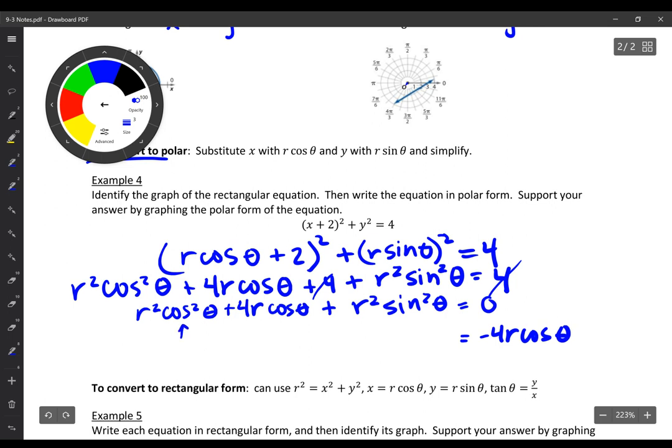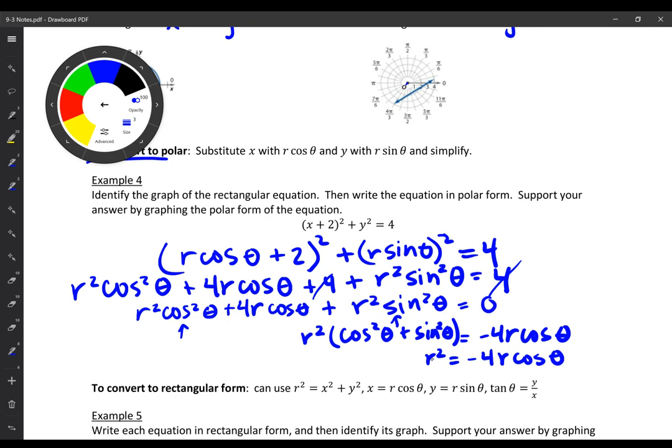And then with these two that are left, I am going to factor out an r squared. Normally I would do this in a couple steps possibly, but we're out of space here. So I know that my cosine squared plus my sine squared of theta, those are just going to be a 1. So now I have r squared equals negative 4r cosine theta. And now I can divide both sides by r, and I have r equals negative 4 cosine theta. So now I've got that by itself.